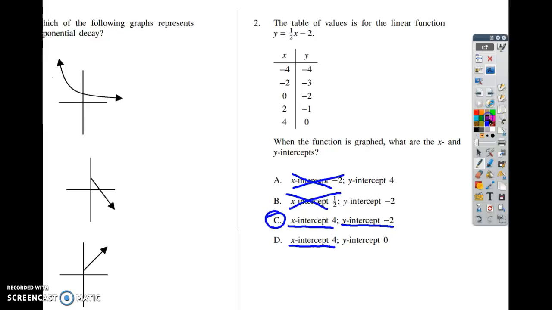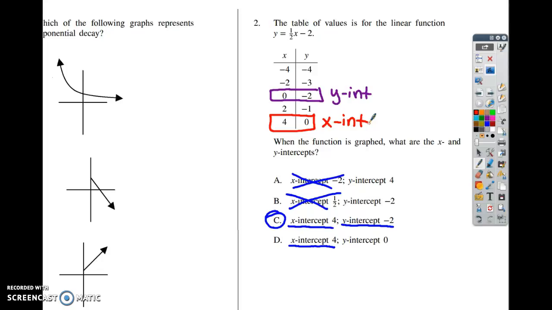Also, you can look at it on the table. The table has already your y-intercept and it has your x-intercept. Okay? But on the test, more than likely, you're probably just going to look at a graph and tell me what it is.